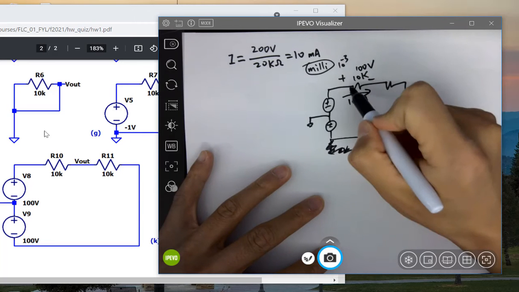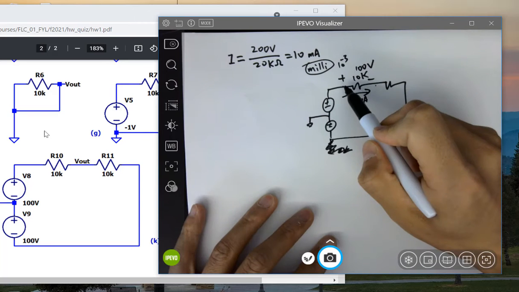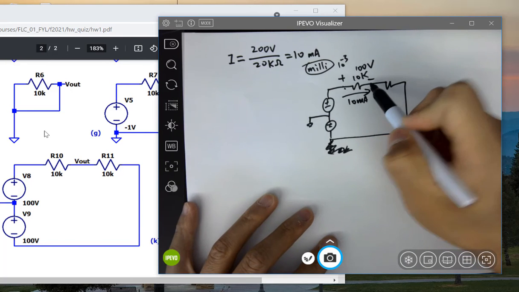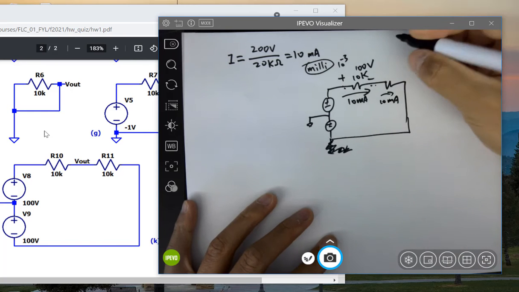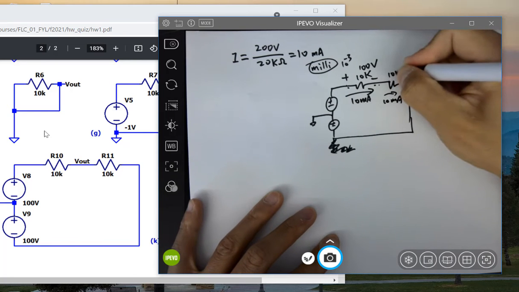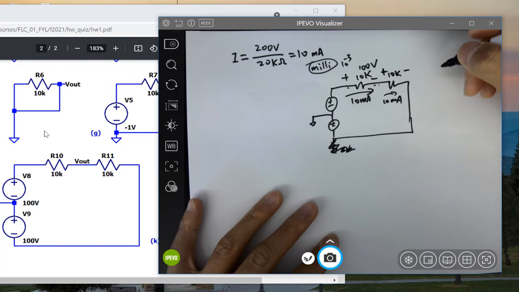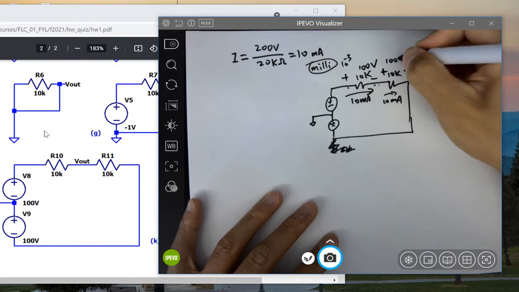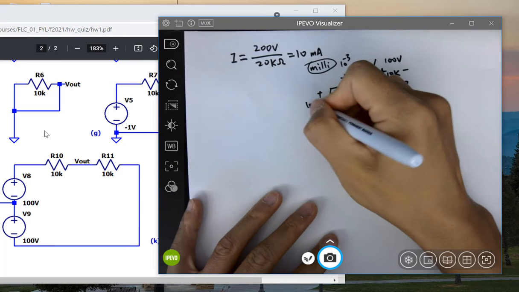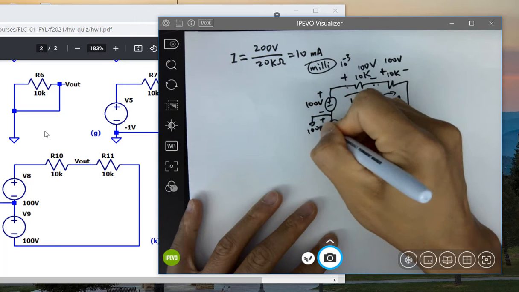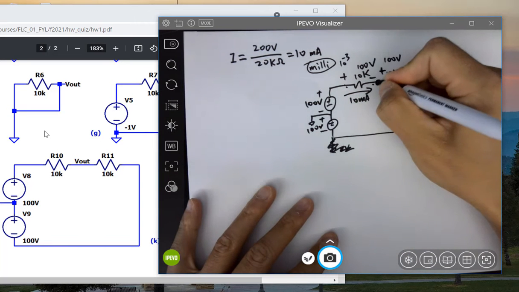It's 100 volts difference. It's a potential difference from here to here. And you've got 10 milliamps here as well, and the resistance is 10K. So the potential drop across this resistor will be 100 volts as well. And in total you have 200 volts, 100 here, 100 here. So you're wondering what's the voltage at this point.